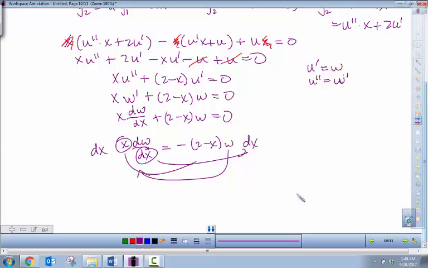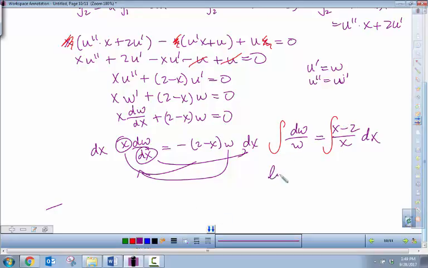Well, you know what I mean. So this would be dw over w when you bring all the w's over to the other side. And then I'm going to switch the order here, x minus 2, to get rid of that negative sign. Is this okay? So it's separable, and then we'll integrate both sides.